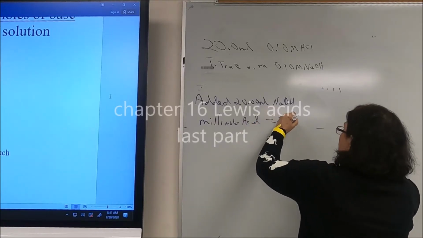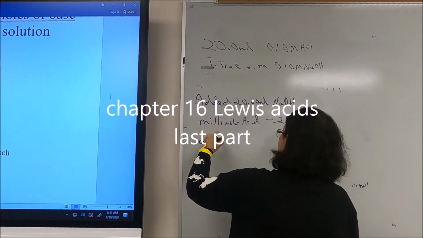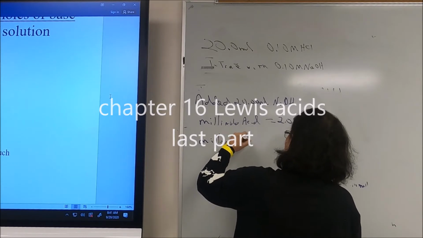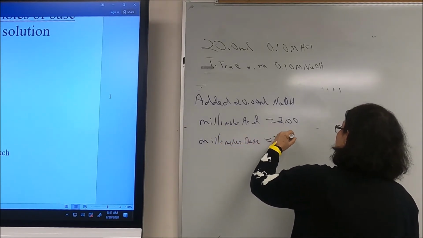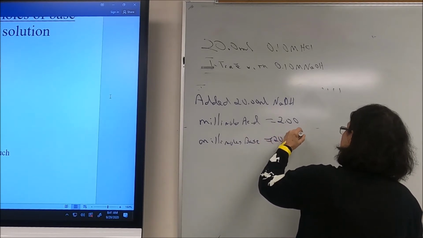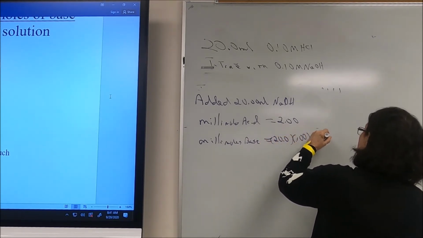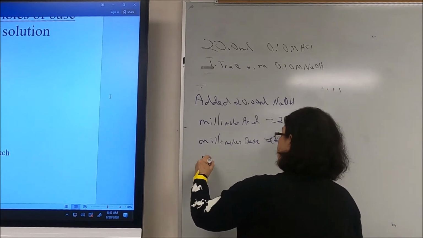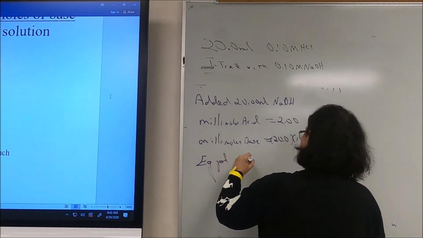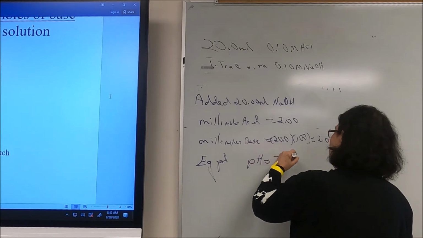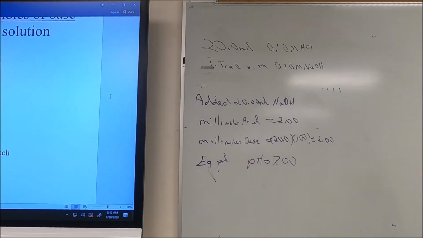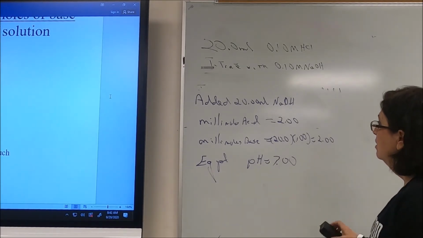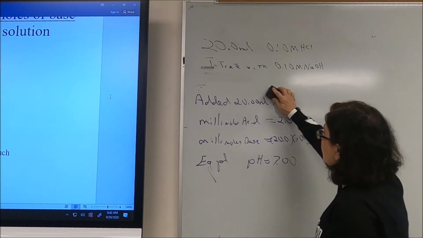2. But now our millimoles of base is 20 times 0.100, so it's also 2. This is the equivalency point. pH then is going to equal 7. Okay? Once I know I'm at the equivalency point, strong acid, strong base, I go immediately to 7 as the pH.